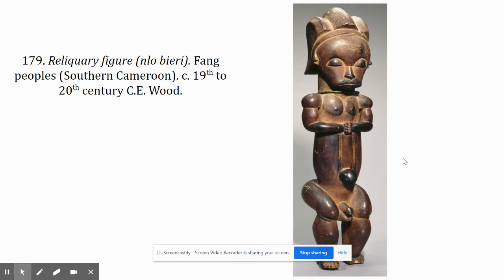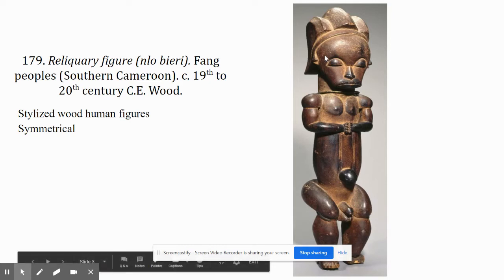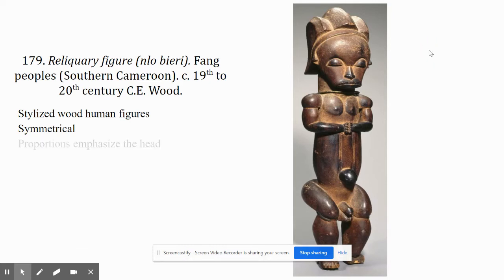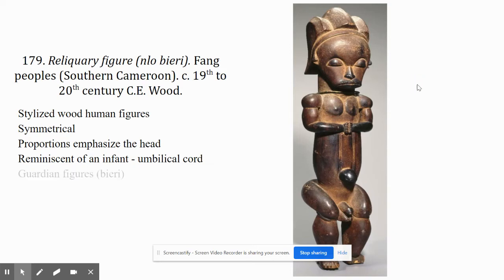It's from the Fang peoples. All right. So remember, Southern Cameroon, but remember, we're dealing with cultures, not countries here for the most part. Clearly stylized, as I've mentioned already, very symmetrical, right? There's absolutely no difference between the left side and the right side. Proportions clearly emphasize the head. Obviously reminiscent of an infant with the umbilical cord there, and the proportions as well.